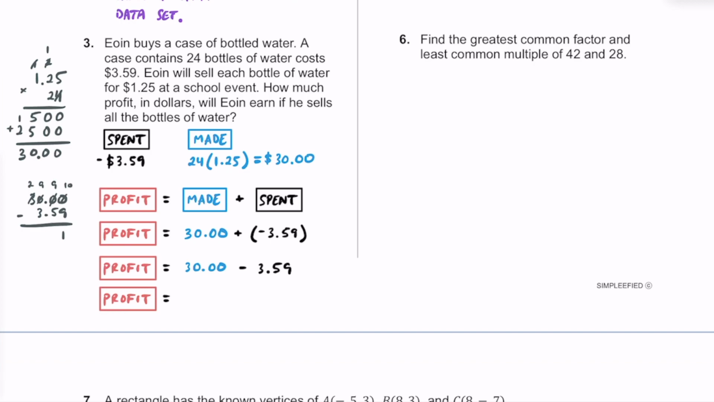10 minus 9 is 1. 9 minus 5 will be 4. 9 minus 3 would be 6, and then this 2 is going to be over here on its own. So the profit here is going to be $26.41. And so Owen technically made $30 here by selling all the water bottles, but keep in mind that he spent $3.59 just to get the water bottles in the beginning. So we subtract that out as an expense, and we see that he did profit $26.41.